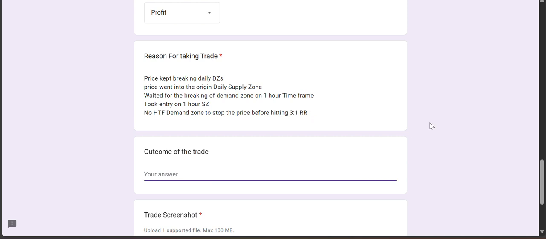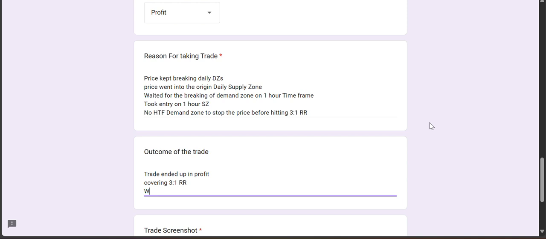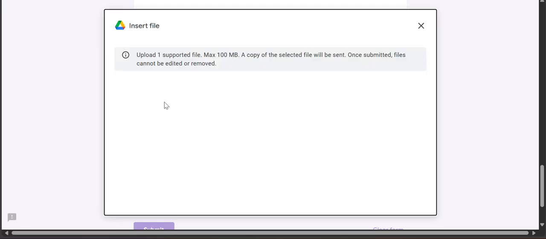RR. Outcome of the trade. Trade ended up in profit, covering 3:1 RR. Went according to the trade plan, and we'll be uploading our screenshots.